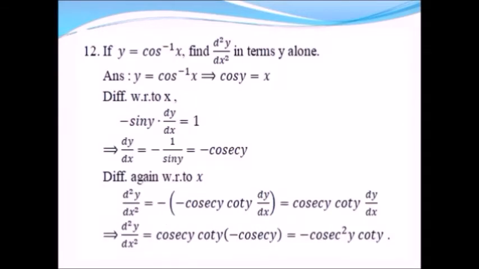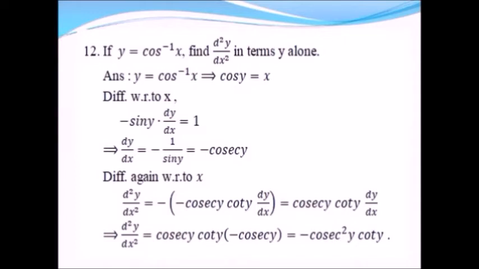Question number 12. If y is equal to cos inverse x, find d square y by dx square in terms of y alone. Means the second order derivative, that is d square y by dx square. The answer should be in the form of y, means the answer only in terms of y.